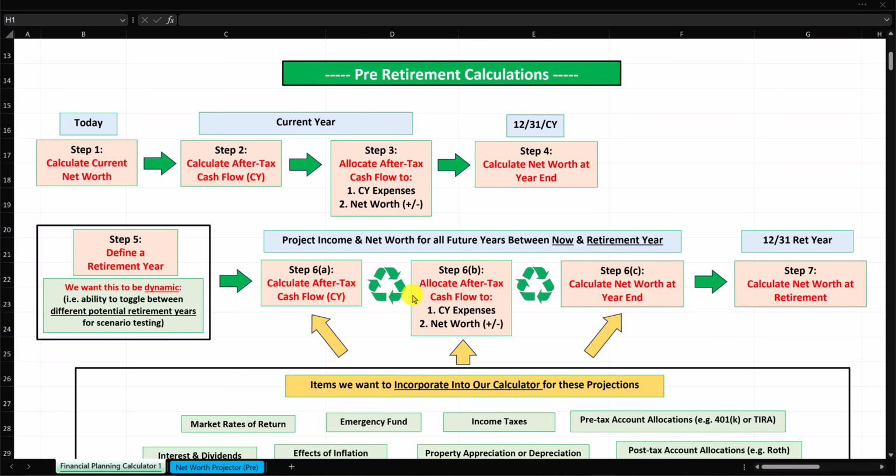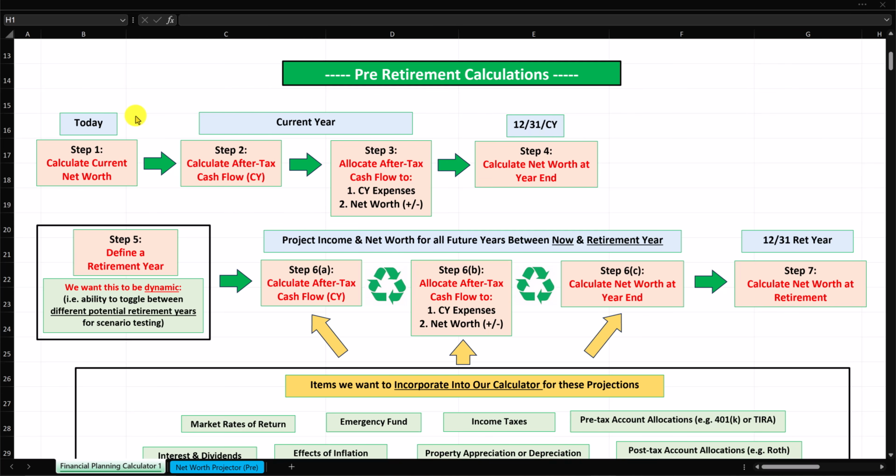Then we would take that after-tax cash flow for 2025 and we would allocate it to expenses for 2025. And ultimately what is left over after we allocate to expenses will go into our net worth calculation for 2025. And then ultimately over here in step 6C, we will calculate our net worth at the year end 2025, or whatever year we are working on. In fact, we will repeat this process right here in step 6 over and over and over again, as I mentioned, for every year between here and whatever retirement year we have defined over here.